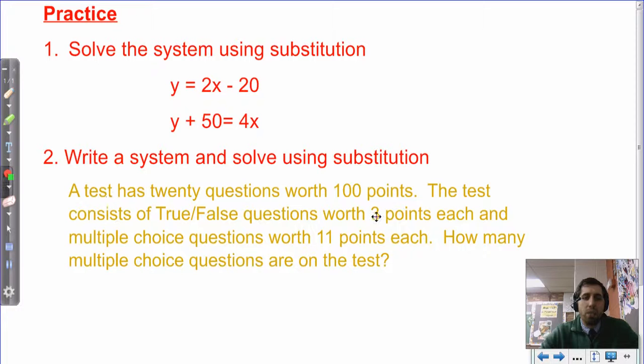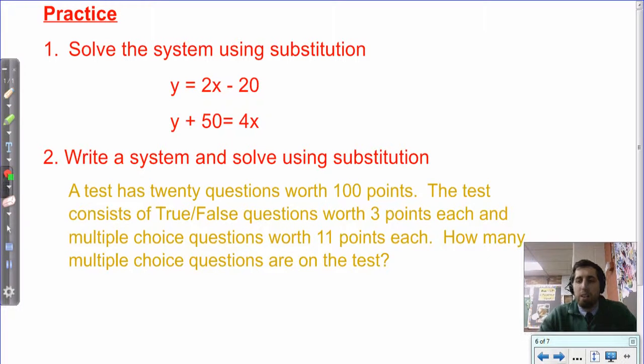A test has 20 questions worth 100 points, so 20 total questions equals 100 points. The test consists of true-false questions worth 3 points each, and multiple choice questions worth 11 points each. How many multiple choice questions are on the test? All right, so that first sentence gives you part of what you'll need for both equations.